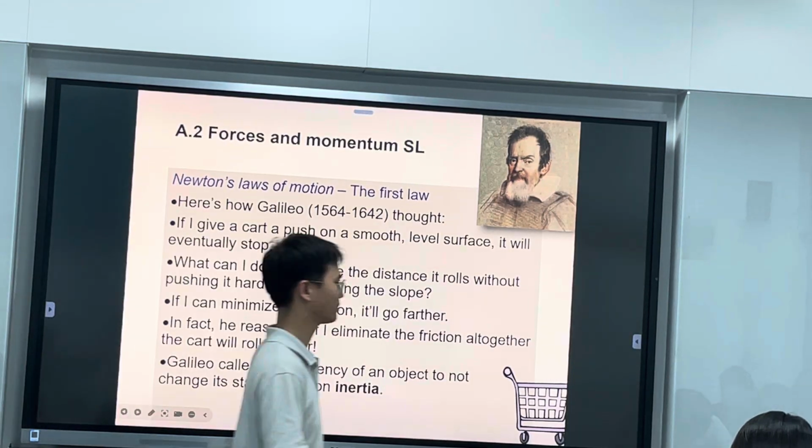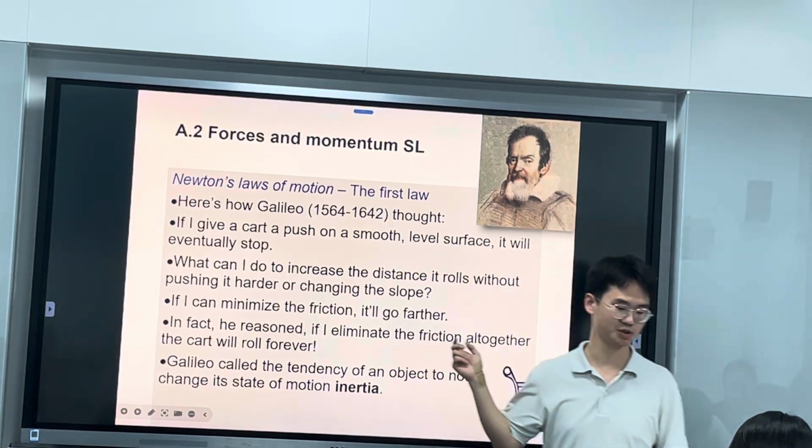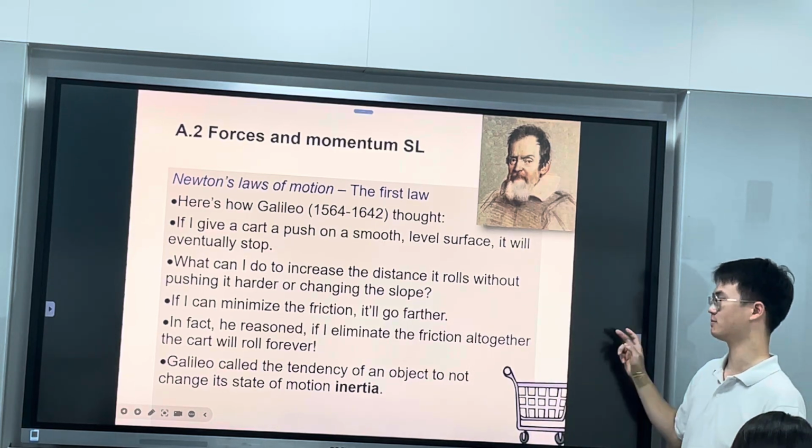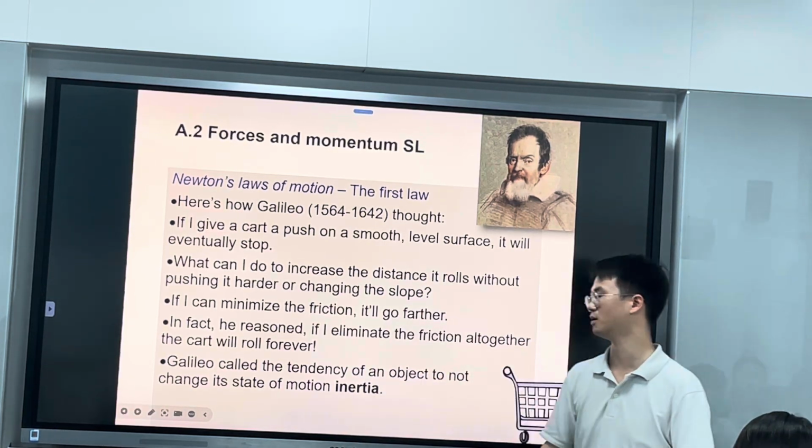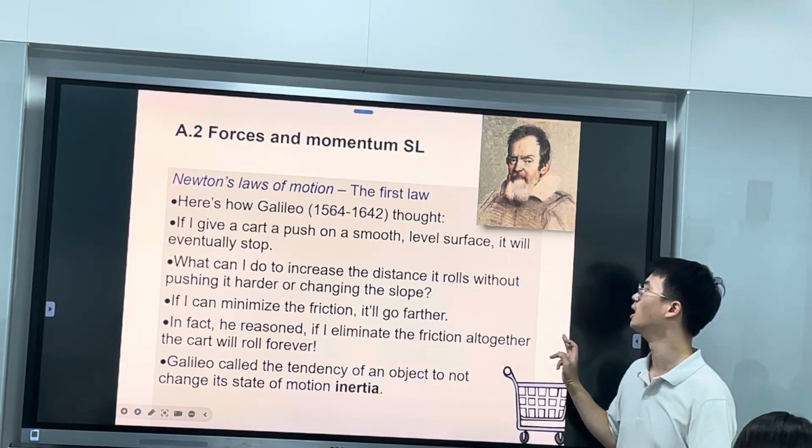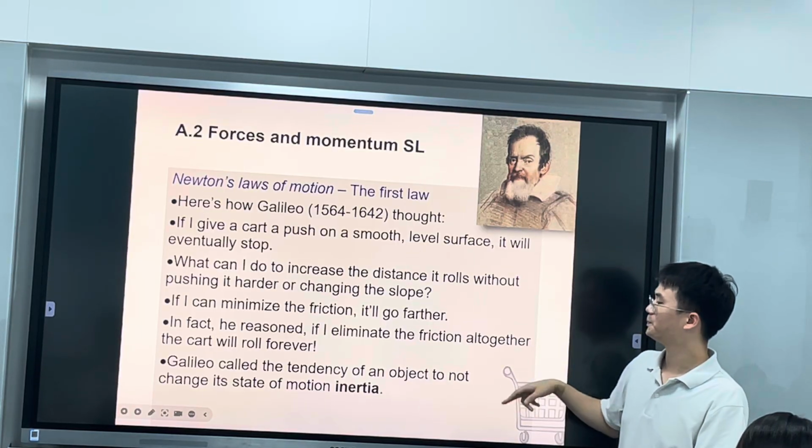Okay. You just need to take down the keyword: inertia. The tendency of maintaining its original state of motion. That's all. So let's move on.